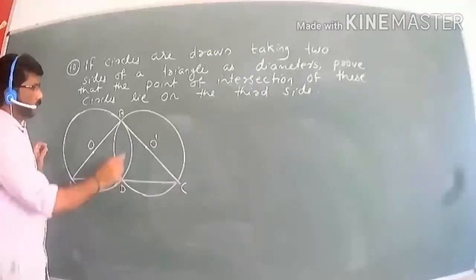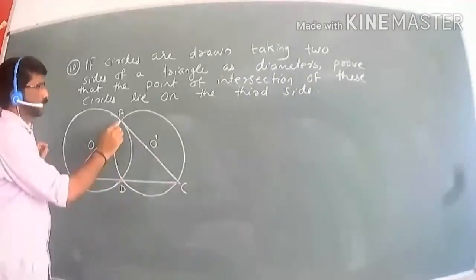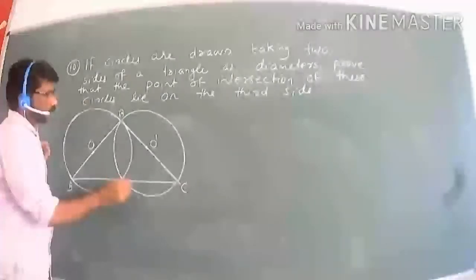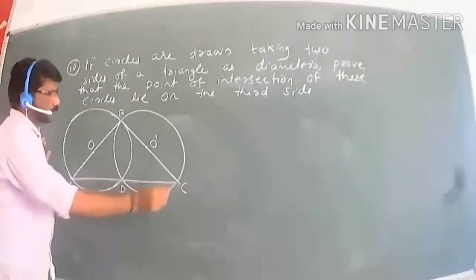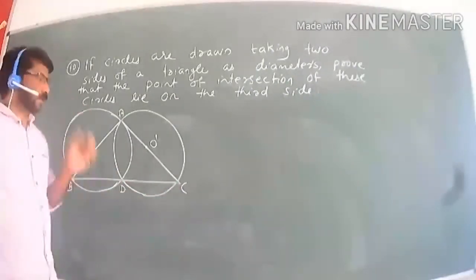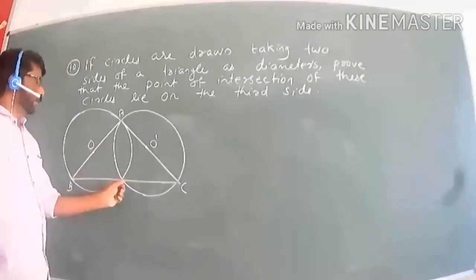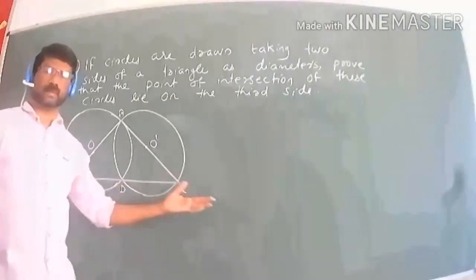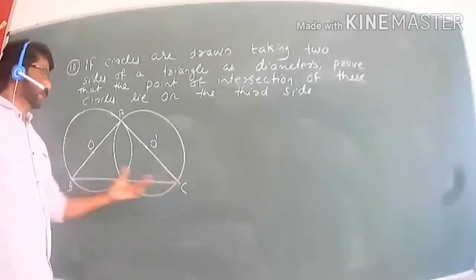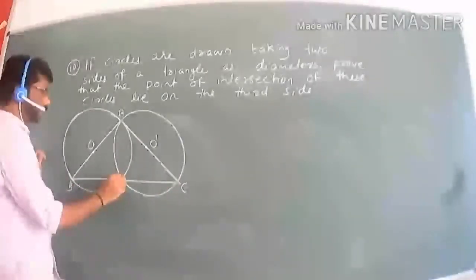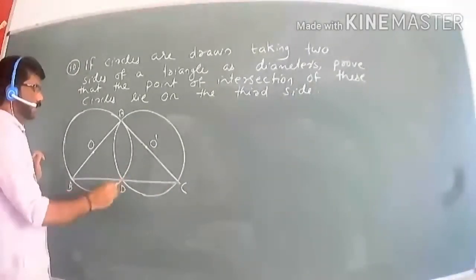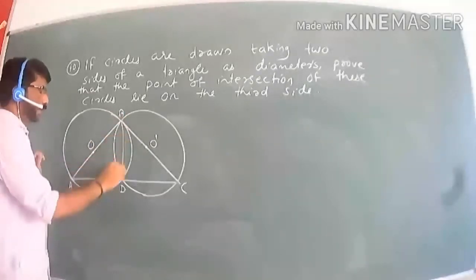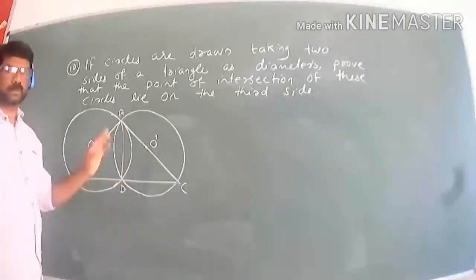So the point of intersection of the circles, one point is A here, the other point of intersection is D. This D is lying on the side BC. That thing we have to prove. We have to prove that the point of intersection D is lying on the third side of the triangle, that is BC. So you have to prove that this point D is a point on BC. So let us join AD.